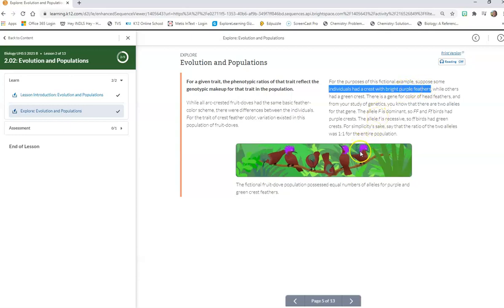Individuals had a crest with bright purple feathers while others had green crests. There is a gene for color for head feathers, and from your study of genetics, you know that there are 2 alleles, right, for that gene. The capital F is dominant for purple crests, and the lowercase f is recessive, so lowercase f birds had green crests. For simplicity's sake, say that the ratio of the 2 alleles was 1:1 for the entire population. So the birds could either have purple crests or green crests.